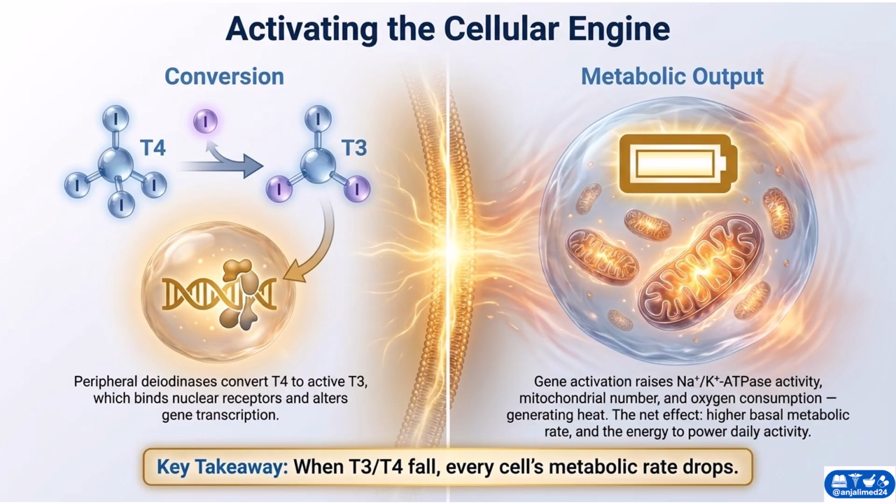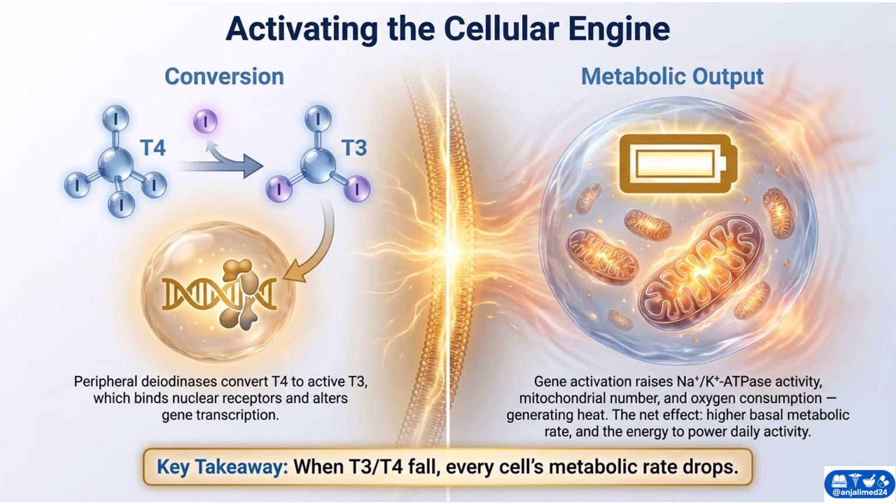Now, let's see the thyroid hormones working inside the body cell. The thyroid gland mainly releases T4, which is converted in peripheral tissues into the more active hormone T3 by the enzymes called deiodinase. T3 then enters the cell nucleus and binds to the thyroid hormone receptors, where it regulates gene transcription. This activates genes responsible for energy production and normal cellular function.